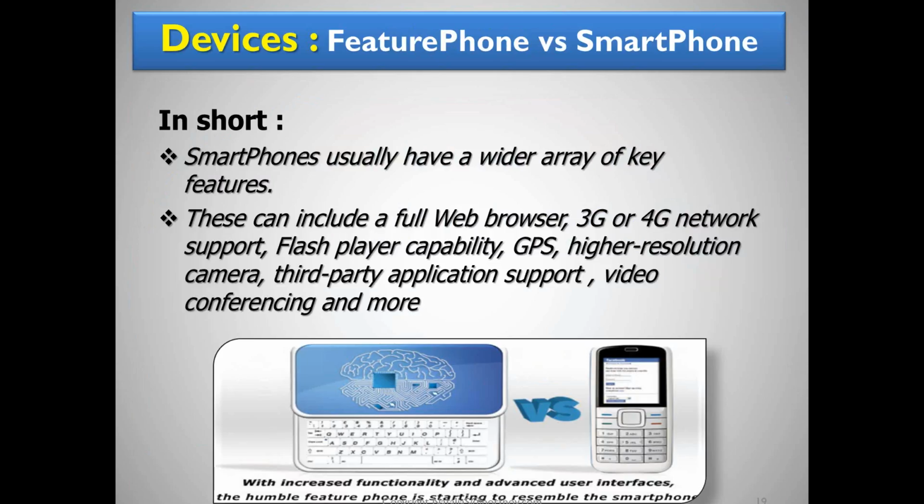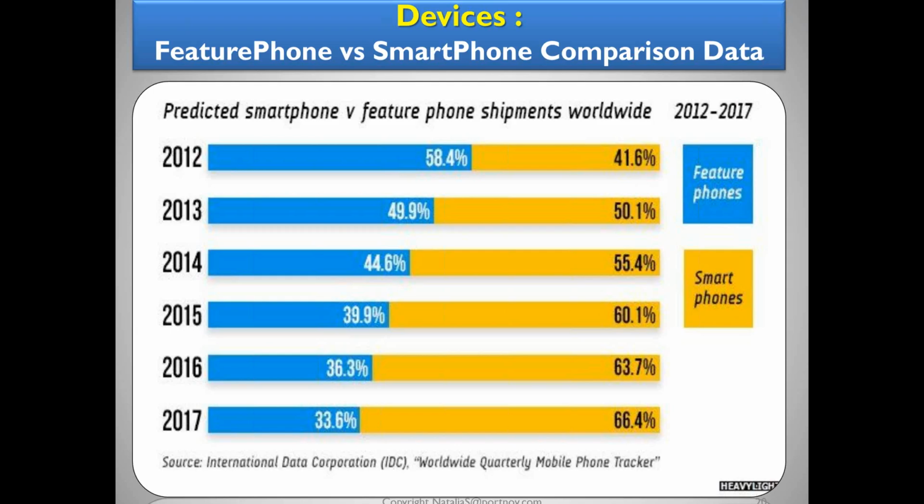So, feature phones. What are they and how are we defining them? These are low price phones which provide basic functionality like calling, internet access, camera, music player, etc. But they do not have highly integrated apps.